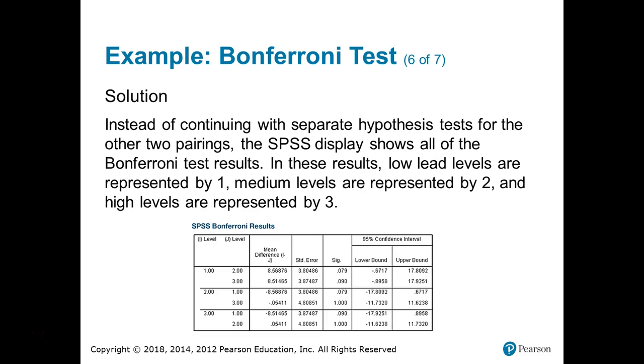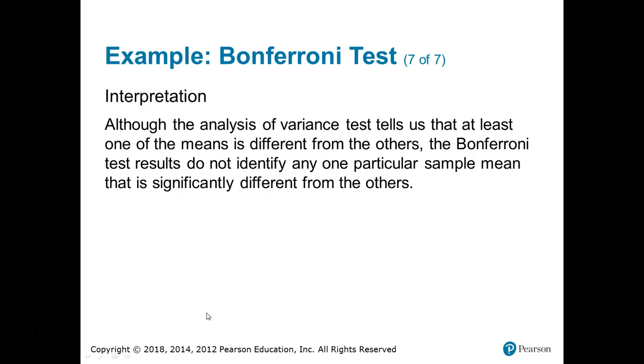So instead of continuing with separate hypothesis tests for the other 2 pairings, this display below shows all the Bonferroni tests, and in these results, low lead levels are represented by 1, medium 2, and high 3. That's shown over here. So although the analysis of variance test tells us that at least one of the means is different from the others, the Bonferroni test displays do not identify any one particular sample mean that is significantly different from the others.